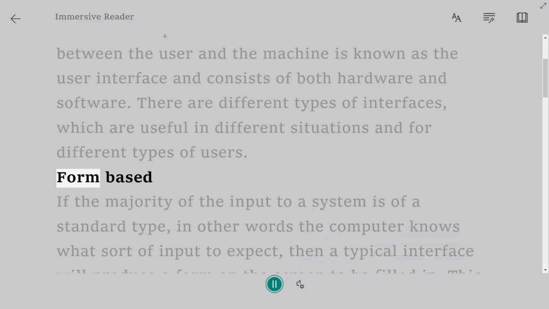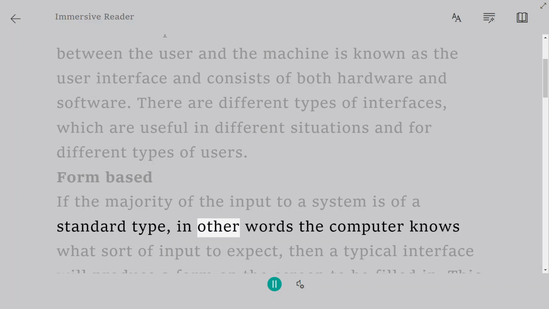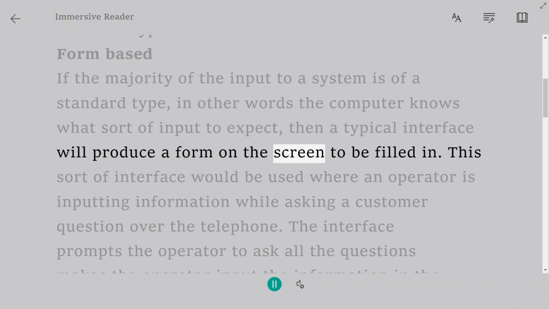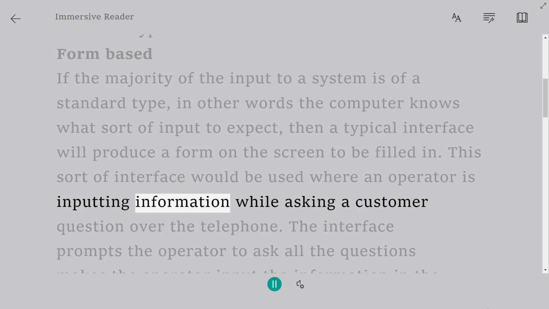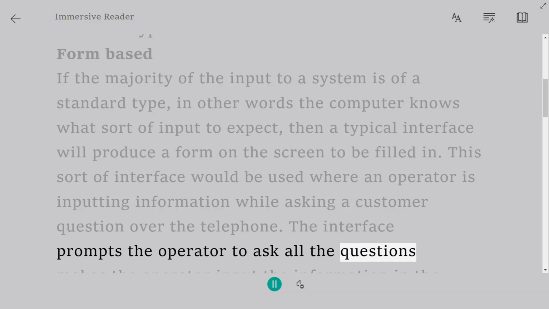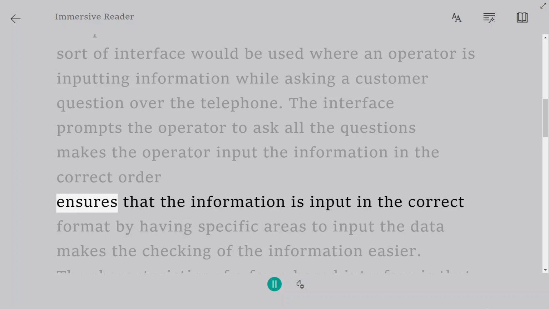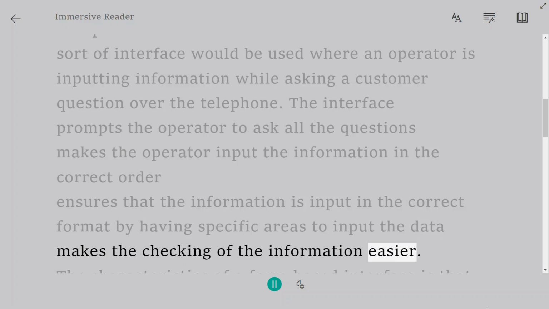users. Form-based. If the majority of the input to a system is of a standard type, in other words, the computer knows what sort of input to expect, then a typical interface will produce a form on the screen to be filled in. This sort of interface would be used where an operator is inputting information while asking a customer question over the telephone. The interface prompts the operator to ask all the questions, makes the operator input the information in the correct order, ensures that the information is input in the correct format by having specific areas to input the data, and makes the checking of the information easier.